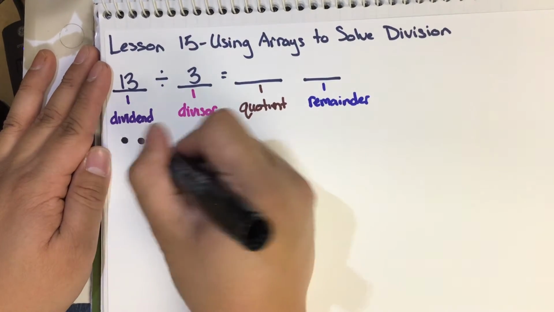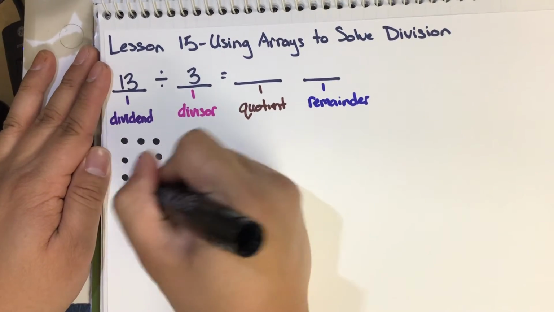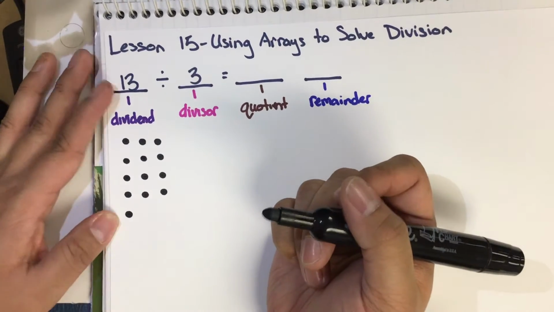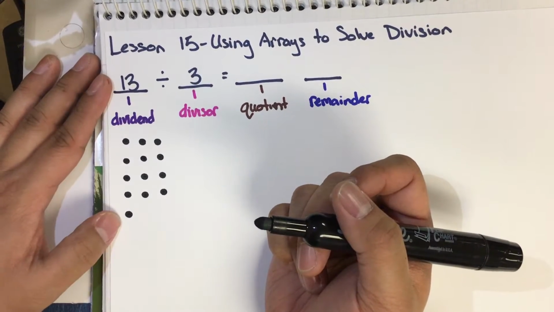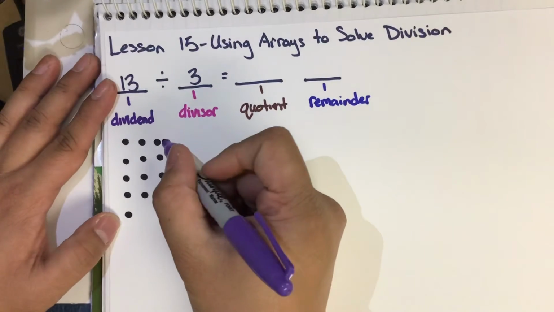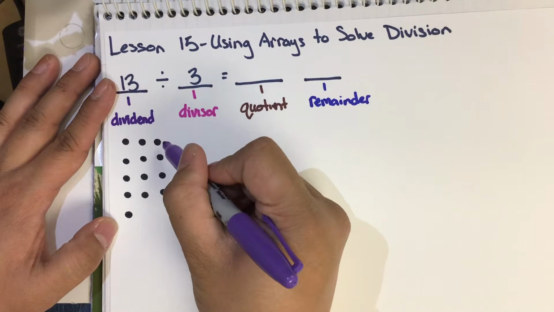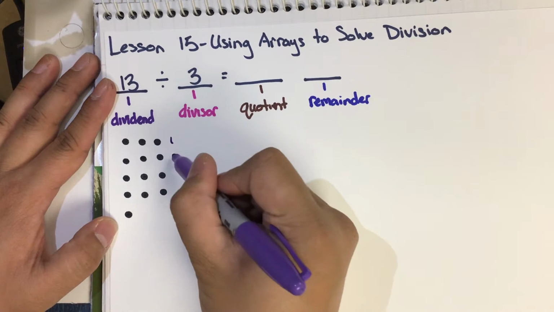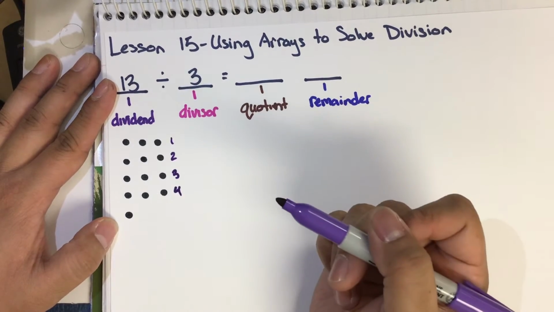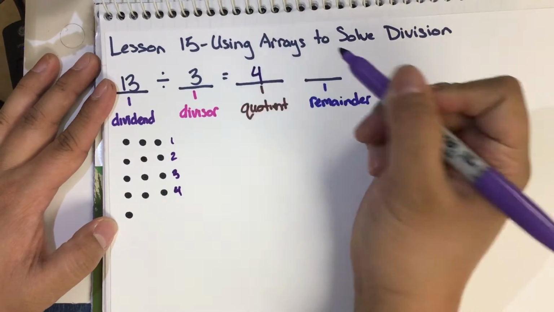So there's 1, 2, 3, 4, 5, 6, 7, 8, 9, 10, 11, 12, 13. Once I hit that dividend number, I'm going to stop. Now, since I was making my lines already in groups of 3, I need to figure out how many groups of 3 did I make. So if I start counting, there's 1, 2, 3, 4 groups of 3. So that's my quotient. There are 4 total groups of 3.